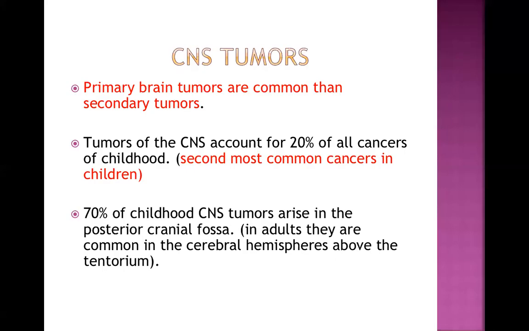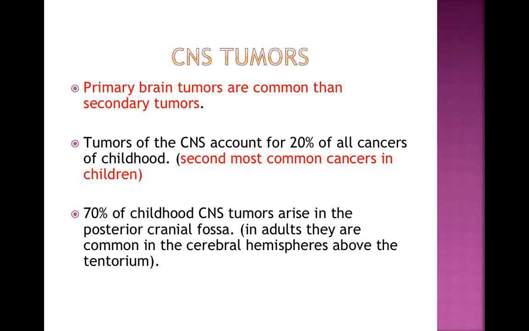Now, some important points to start with. The primary brain tumors are more common than secondary tumors. Now, what is the difference between primary tumor and secondary tumor? I'm sure every student knows that already. Primary tumor means the tumor which has developed in that anatomical site. It has not come from any other source or area. And secondary tumors are usually metastatic tumors. From some other site, the tumor has gone there. In case of brain, primary brain tumors are more common than the secondary ones.